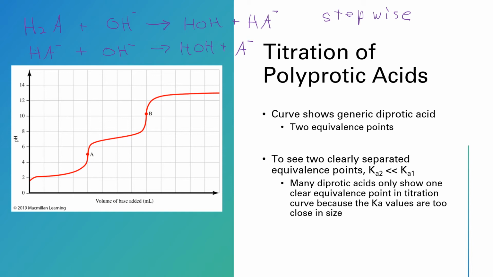Most of the time these titration curves get smeared out and there might be just a little wiggle where the equivalence point should be. We do tend to think of these reactions as happening stepwise, but that stepwise process only happens if there's a really big separation between the sizes of the Ks.